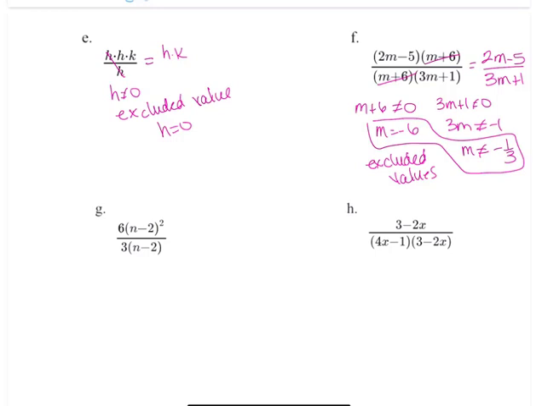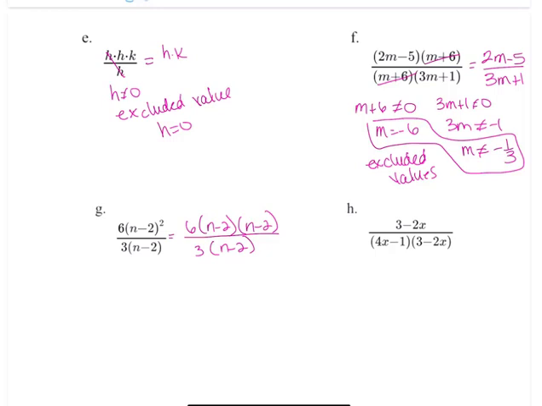Spicing it up a little bit for problem G. G ends up giving us this 6 times the quantity n minus 2 squared, right? And technically this one is to the first power, so there's not the same amount on the top and the bottom. So you can write this out, expand it. This is the same thing as 6 times n minus 2 times n minus 2, because anything that is squared, you're just multiplying it by itself. And then in the denominator, we have 3 over n minus 2.